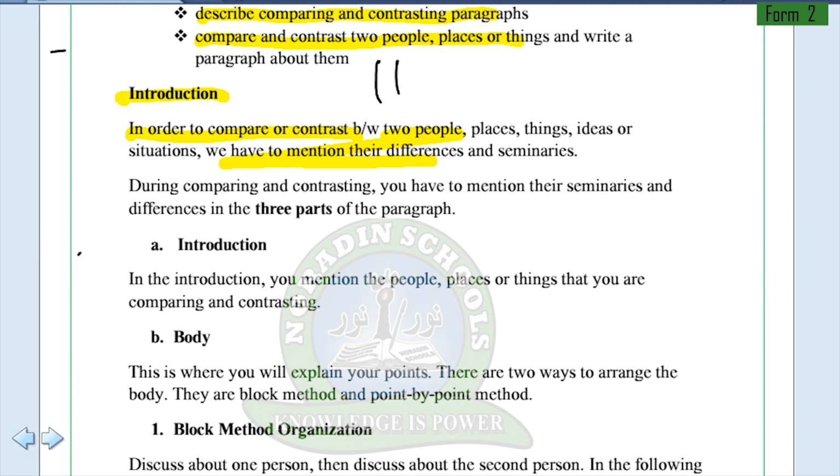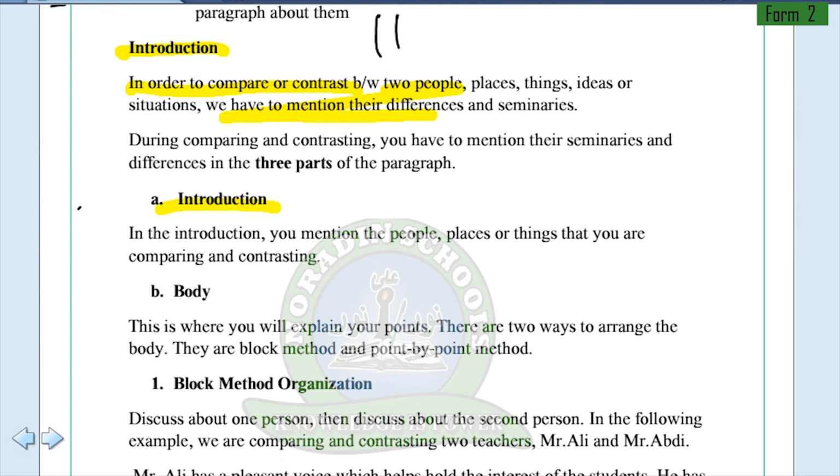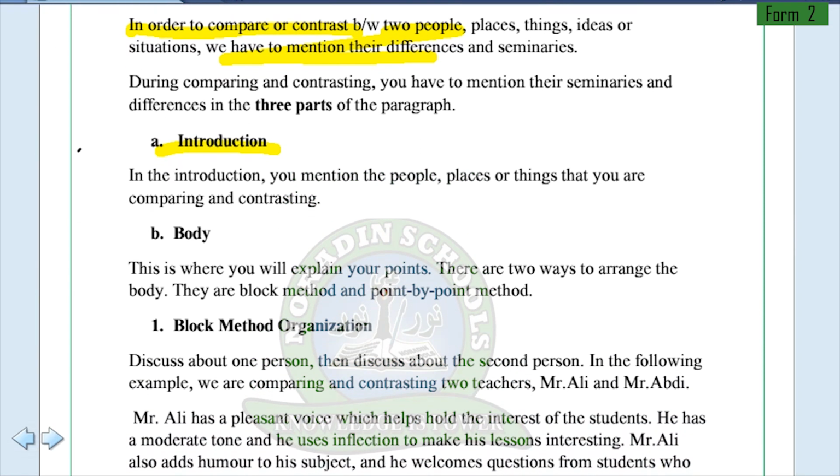Introduction. In the introduction, you mention the people, places, things that you are comparing and contrasting. It can either be comparing or contrasting. If you are comparing, that means you are telling the similarities between them. And if you are contrasting, you are telling the differences. That is the introduction.